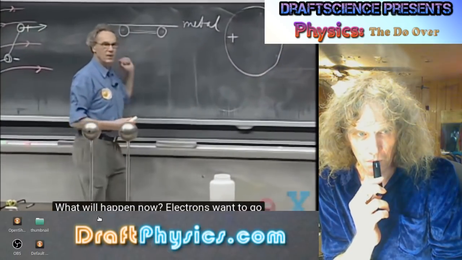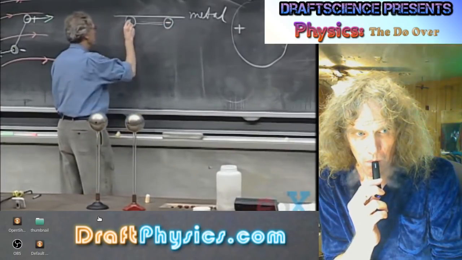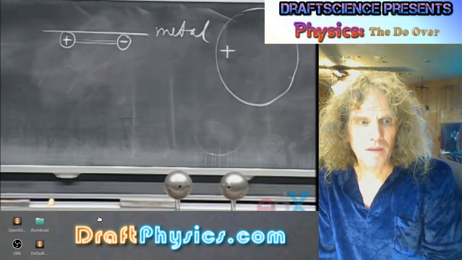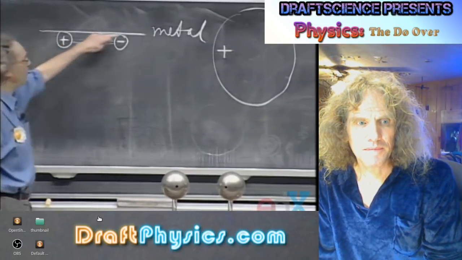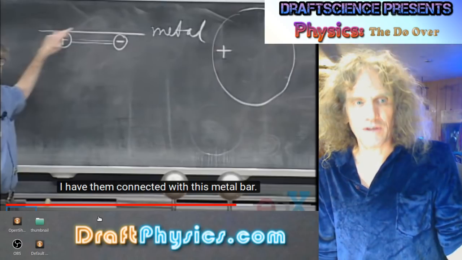What will happen now? Electrons want to go in this direction. So this becomes negative. Protons, positive charge, stay behind. So that becomes, through induction, a dipole, because I have them connected. I have them connected with this metal bar. And importantly, he has them in a very high voltage.